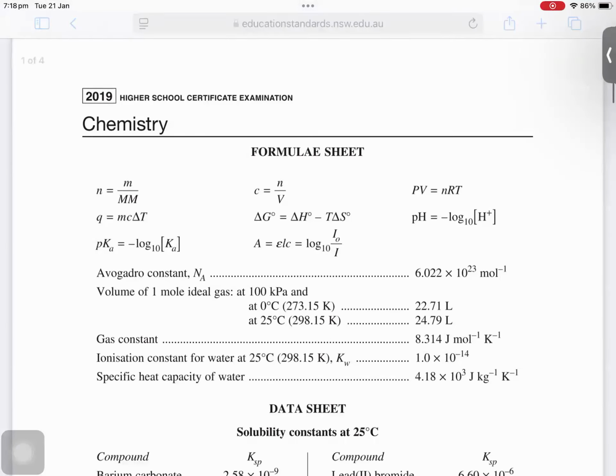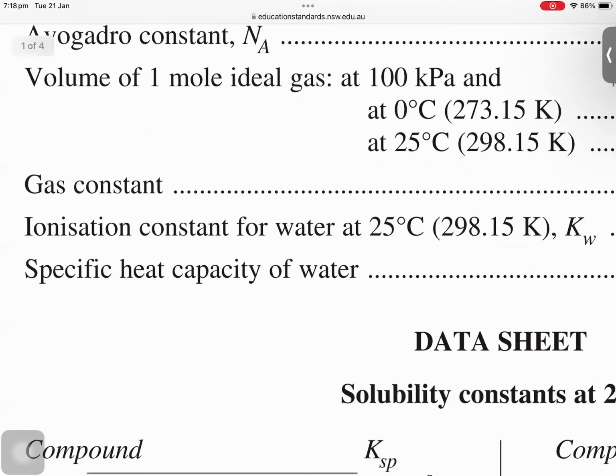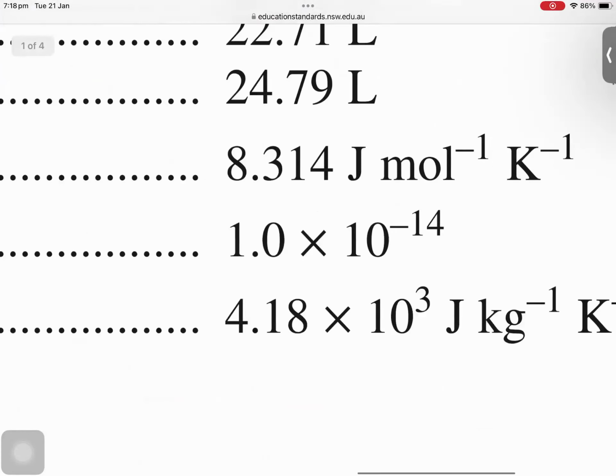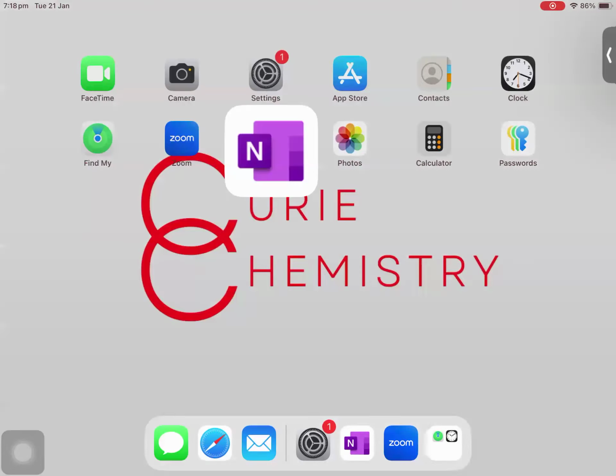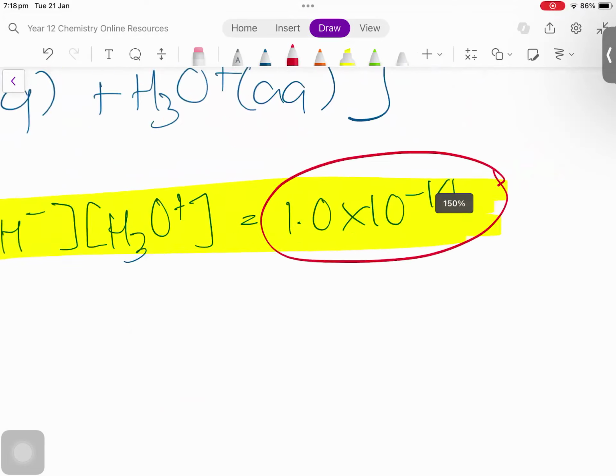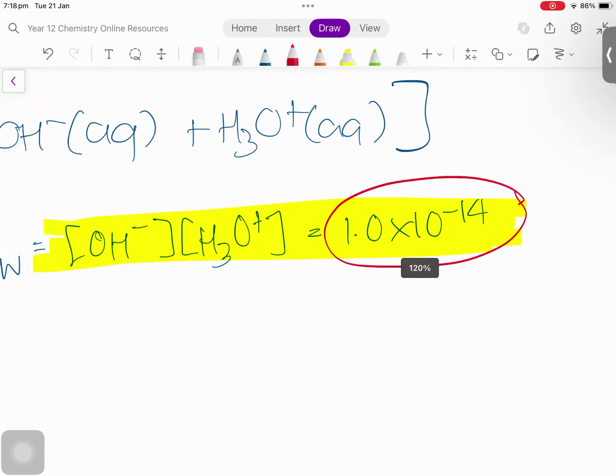Let's have a look. Yes, here. Ionization constant for water at 25 degrees Celsius, 1.0 times 10 to the minus 14. Yeah, it's given to you in your data sheet. So if you get a question that's similar to this, like what's KW, but at a different temperature, then this is the number that changes.